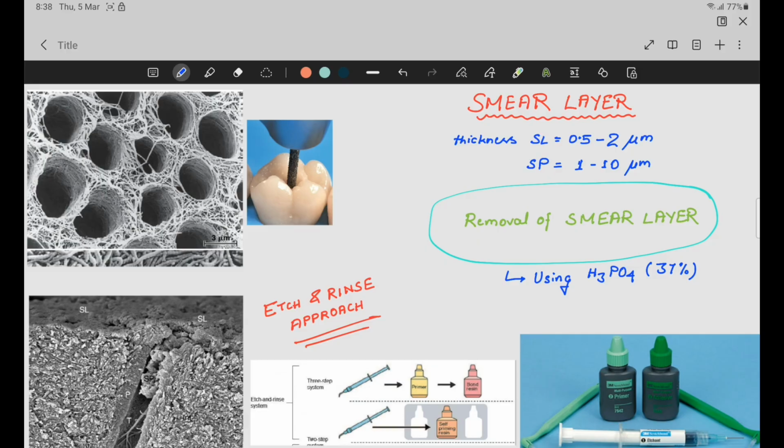So the smear layer is a thin film of debris that forms on the tooth surface during preparation. It spreads across the area and can block the openings of the dentinal tubules like this, creating what we call smear plugs. So this is the smear plug, and this is the smear layer present over the surface of the dentine. Now this smear plug is able to reduce the permeability of the dentine by about 86%.